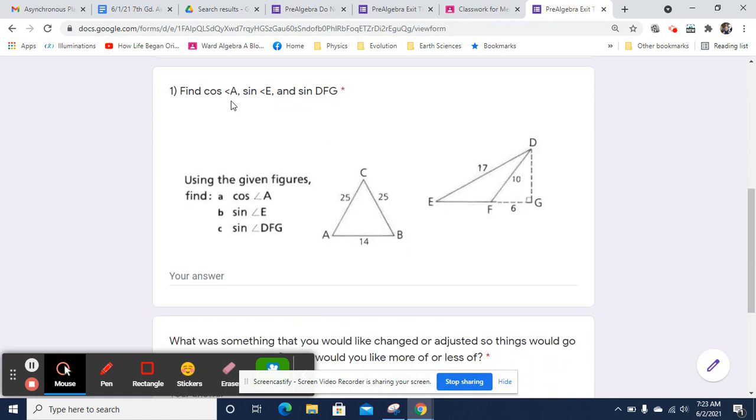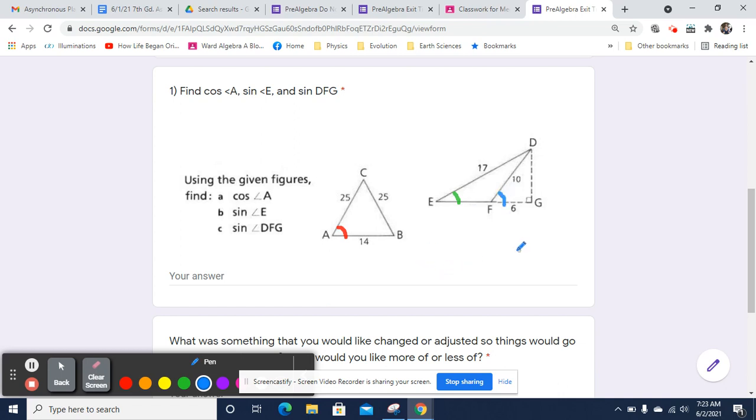We're supposed to find the cosine of angle A, which is here. We're supposed to find the sine of angle E, which is here. And we're also supposed to find the sine of angle DFG, which is this angle here. So I'm just going to mark those. We're supposed to find the cosine of that. We're supposed to find the sine of that. And we're supposed to find the sine of that.